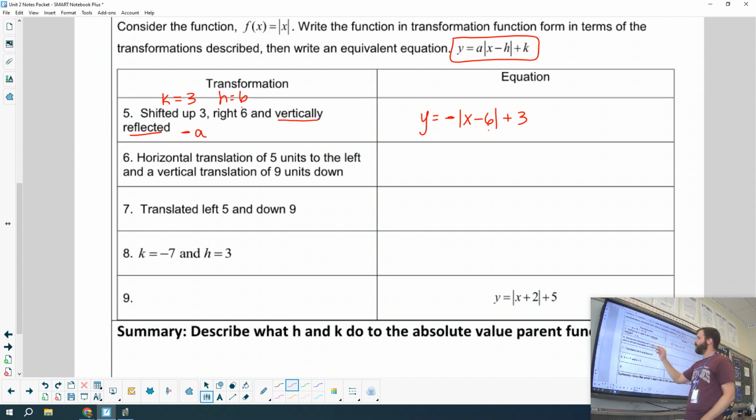Okay, next one. Horizontal translation. Those are just some big words that it moved. It moved horizontally. So horizontal is left and right. So if it was a horizontal translation of 5 units to the left, that means that my h is -5. And then a vertical translation, vertical is up and down, 9 units down, that means that my k is -9. So if I wrote out this equation, I would go y equals absolute value of x plus 5 minus 9.